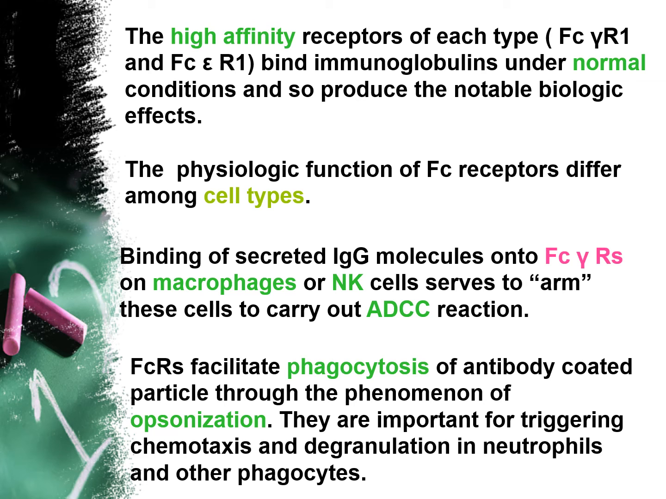The physiological function of Fc receptors differs among cell types. Binding of secreted immunoglobulin G molecules to Fc gamma receptors on macrophages or natural killer cells serves to arm these cells to carry out the ADCC reaction. Fc receptors facilitate phagocytosis of antibody-coated particles through the phenomenon called opsonization. They are important for triggering chemotaxis and degranulation in neutrophils and other phagocytes.